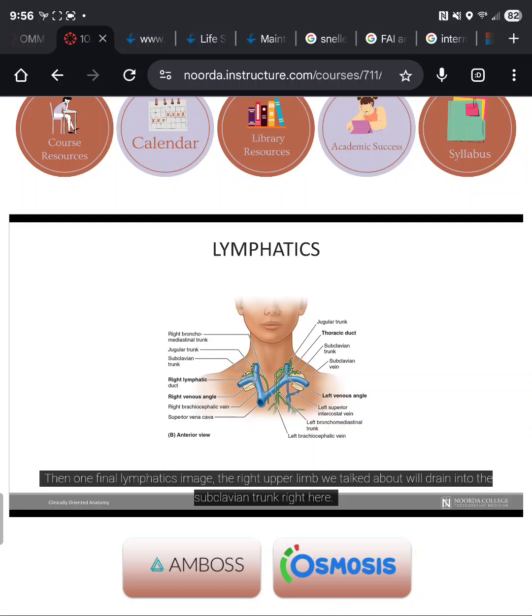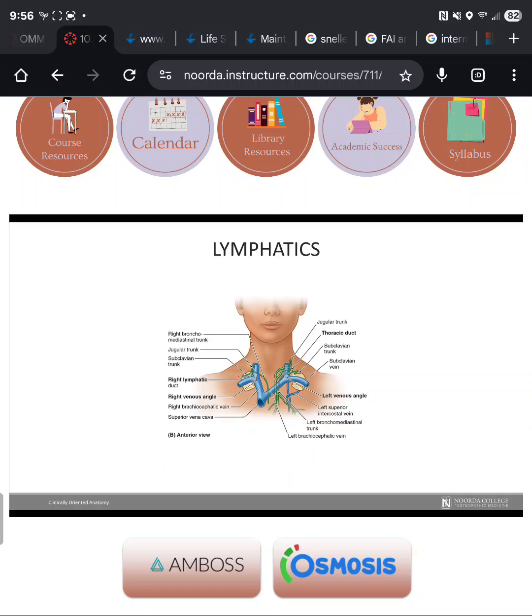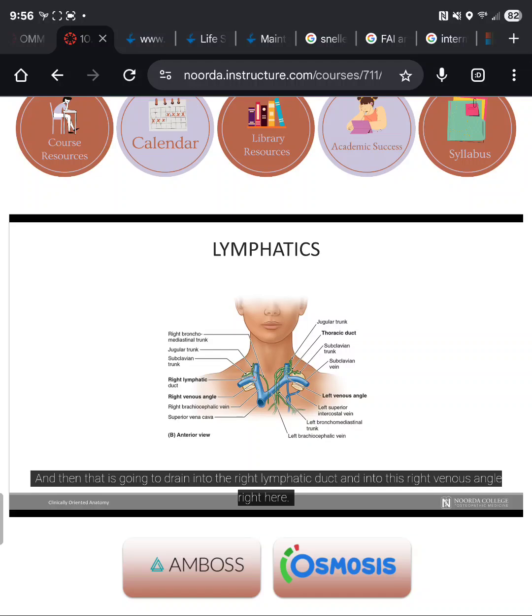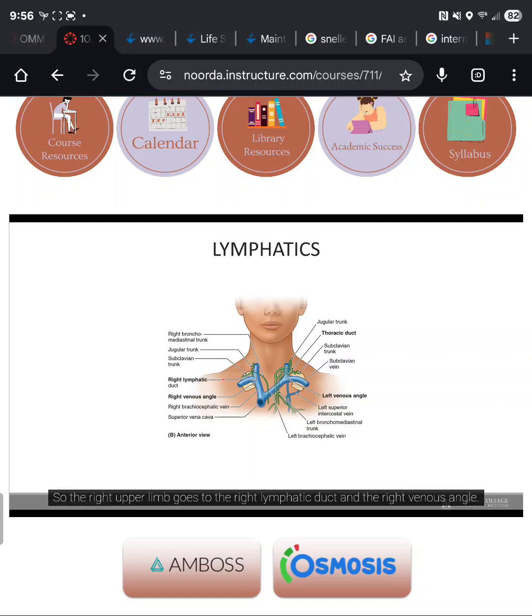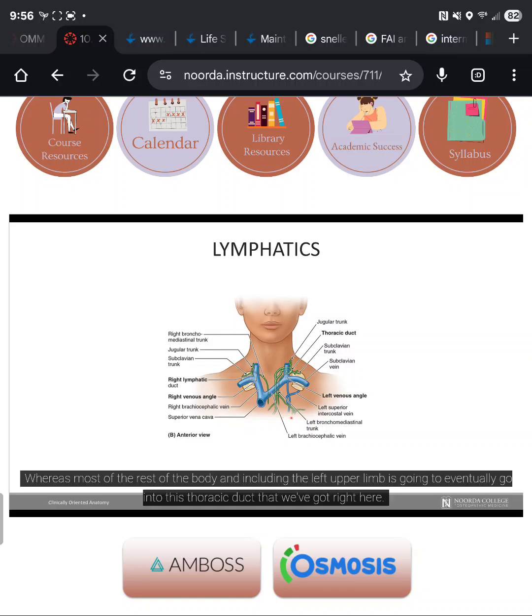Then one final lymphatics image: the right upper limb we talked about will drain into the subclavian trunk right here. And then that is going to drain into the right lymphatic duct and into this right venous angle right here. So the right upper limb goes to the right lymphatic duct and the right venous angle, whereas most of the rest of the body, including the left upper limb, is going to eventually go into this thoracic duct that we've got right here. And so the left subclavian trunk is going to go into that thoracic duct and then go into the left venous angle here.